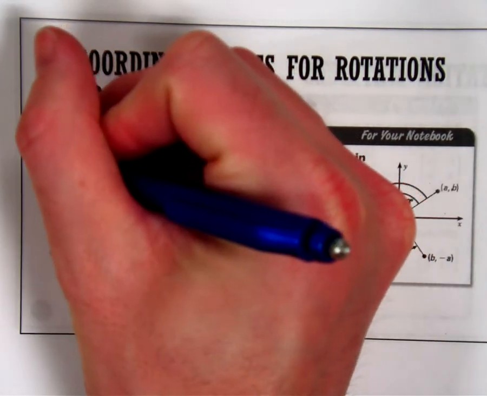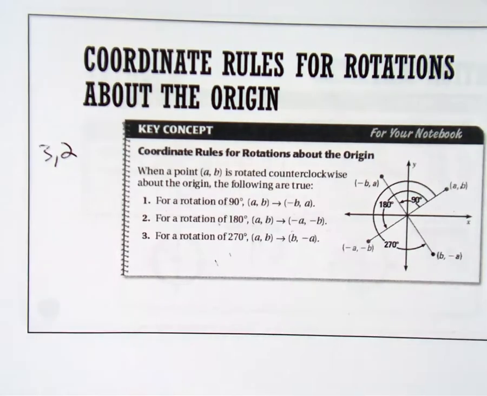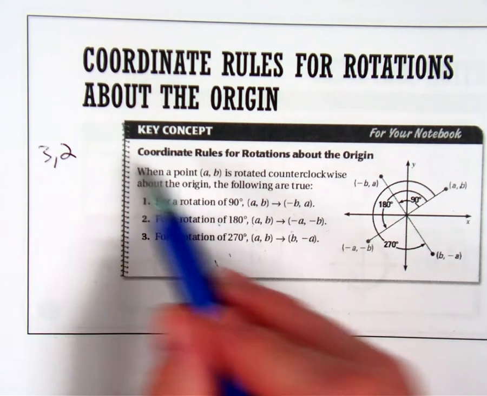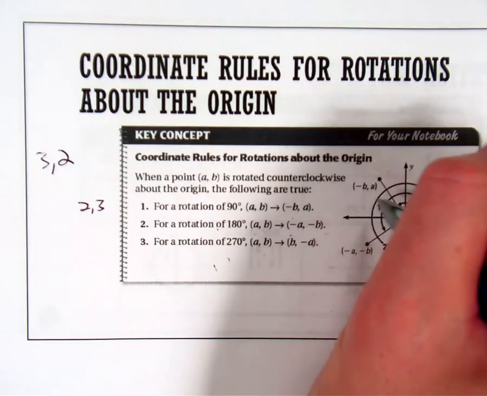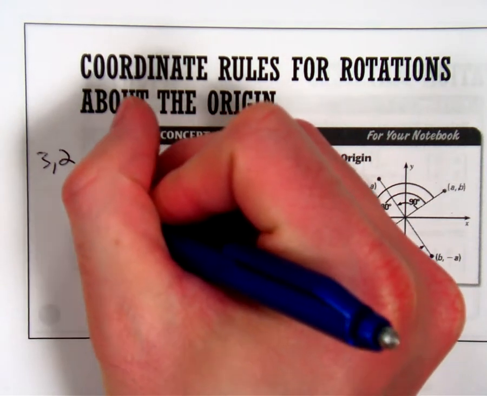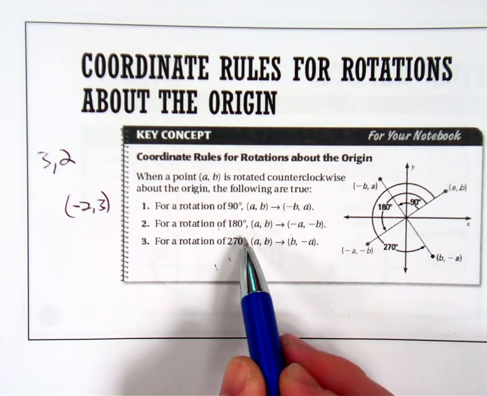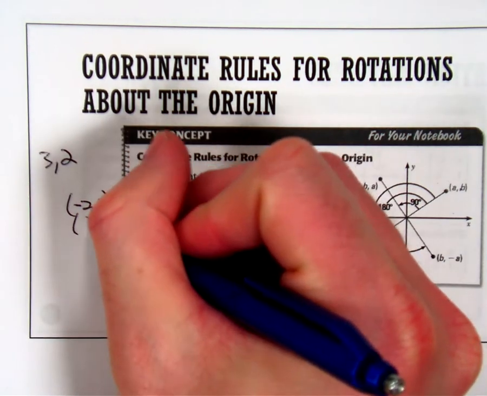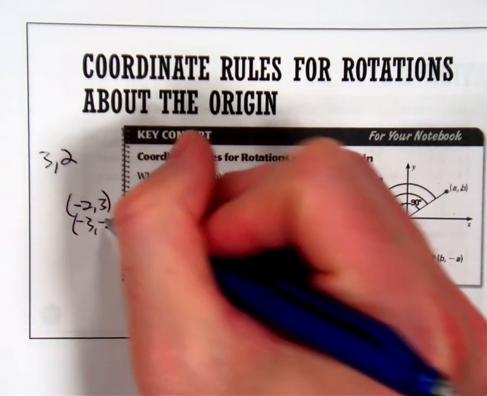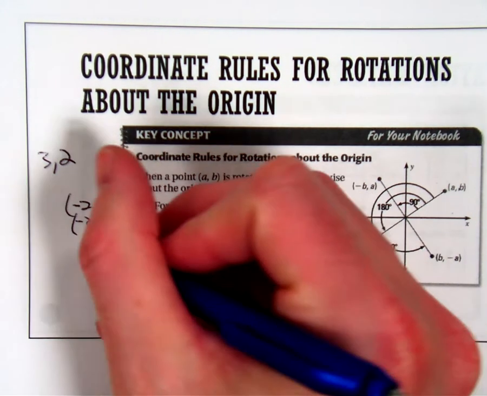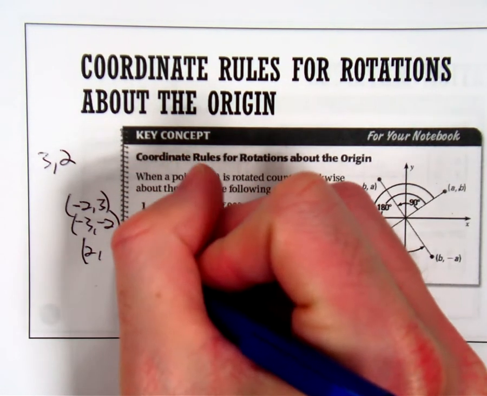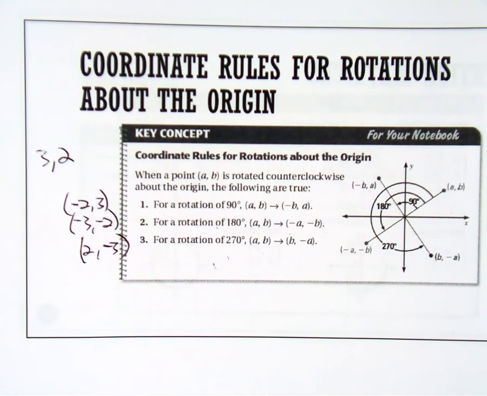So let's say we had 3, 2, and I did this rotation here of 90 degrees. Okay, I'm going to flip-flop these to 2, 3, and now I change the sign on my front one. This one was positive, now it's going to be negative. Negative B comma A. Rotation of 180, they stay in the same order, but they both switch signs. And for rotation of 270, they flip-flop, 2, 3, but now the back one changes. All right, so there's a little example for you on how all those would work.